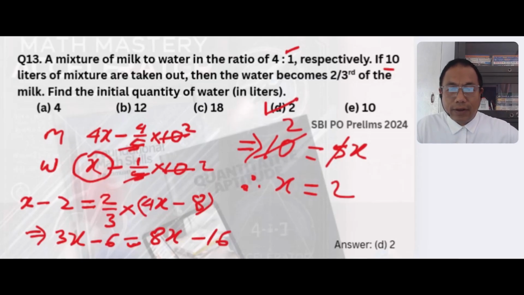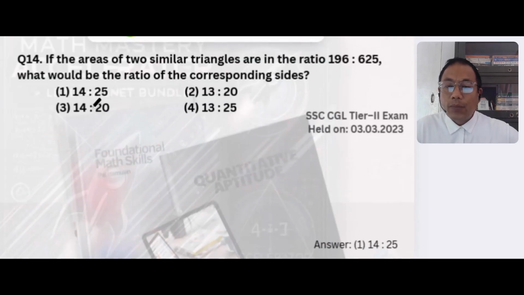Okay, let's solve the next question. We are almost done. Question number 14. If the areas of two similar triangles are in the ratio 196 is to 625, what would be the ratio of the corresponding sides?